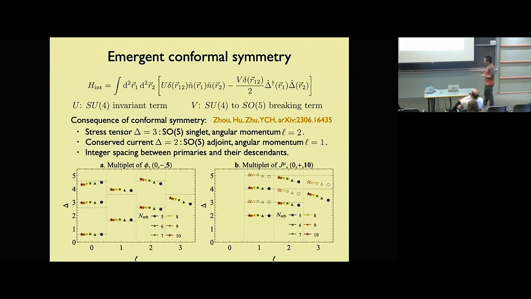It's actually a very non-trivial requirement because there are so many states. And here are the results for the conformal multiplet of the SO(5) conserved current. Again, you can see the primary and its descendants, and the numerical data agree very well.